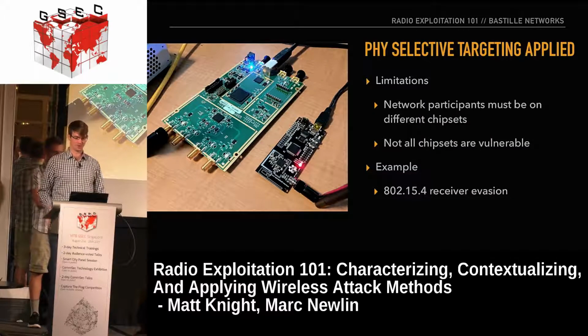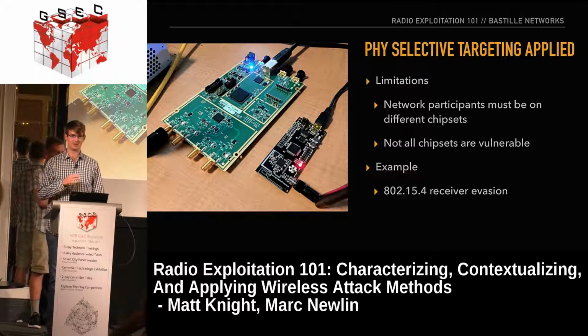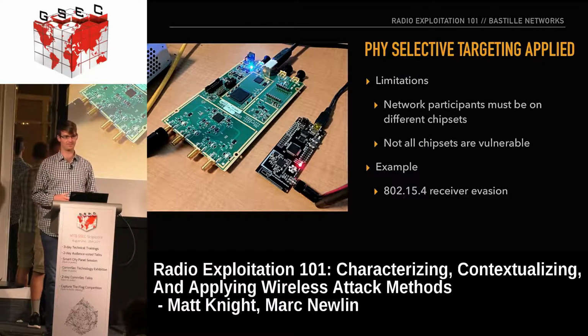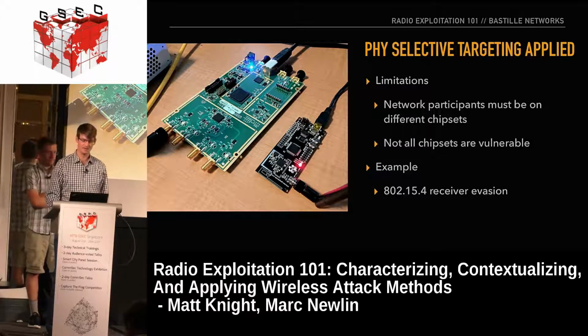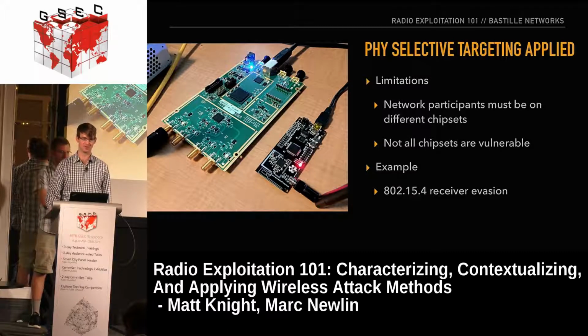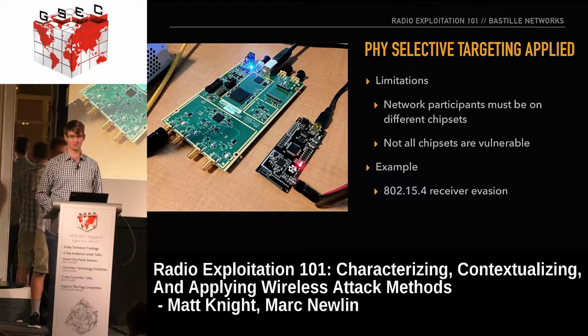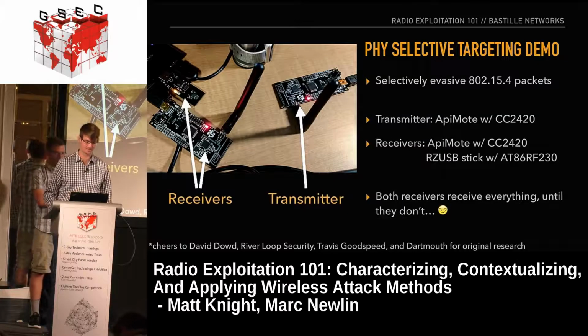So limitations here are that your network participants have to be on different chipsets. If they're all on the same chipset, they're all going to implement the same state machine. They'll all have the same fundamental physical layer logic running their performance. Additionally, not all chipsets are vulnerable to this type of attack, and even the ones that are vulnerable are vulnerable in different ways. So we're going to highlight this by demonstrating 802.15.4 receiver evasion and selective targeting.